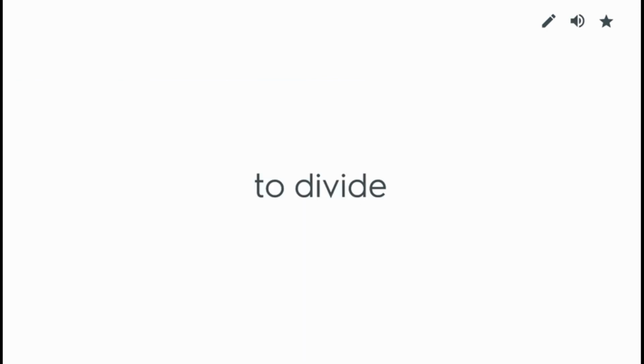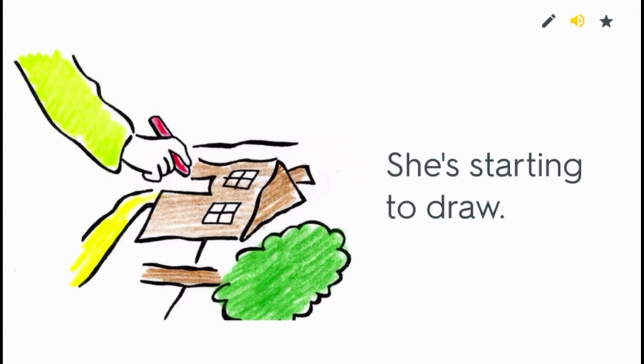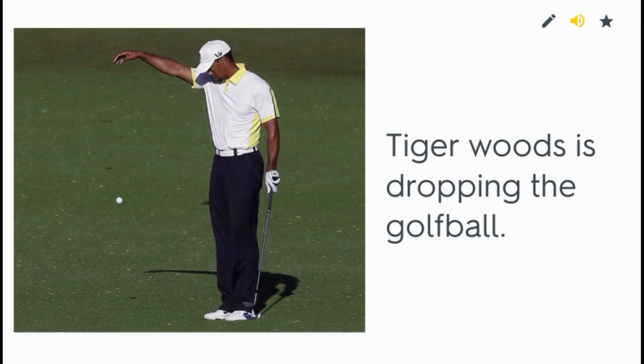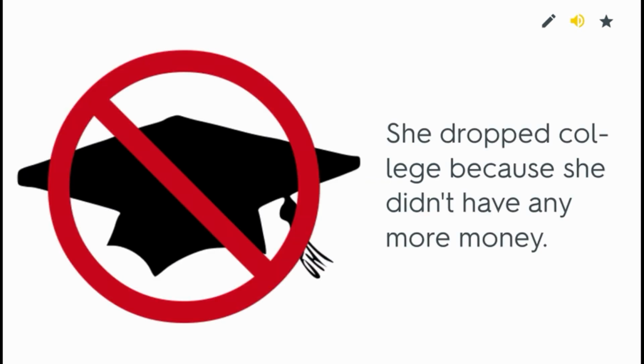To divide. If you divide 4 by 2, you end up with 2. To draw. She's starting to draw. To drop. Tiger Woods is dropping the golf ball. To drop college. She dropped college because she didn't have any more money.